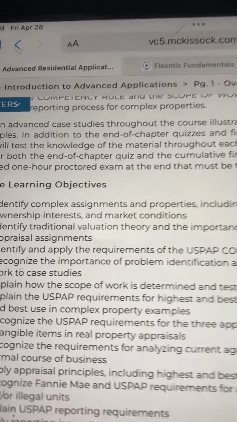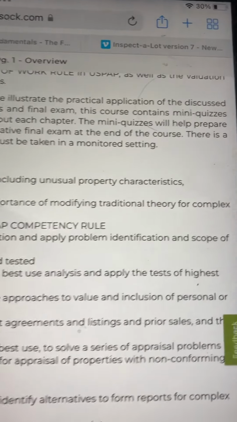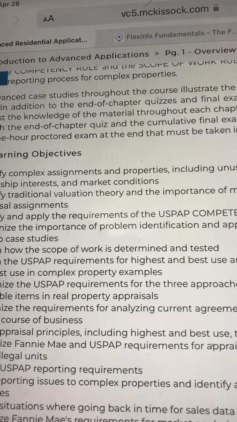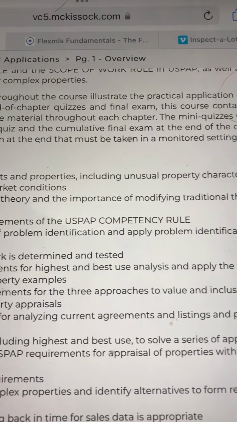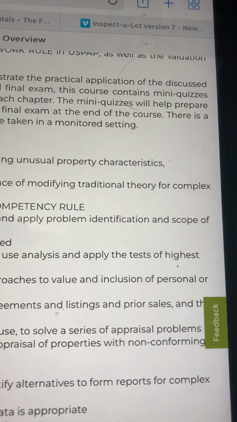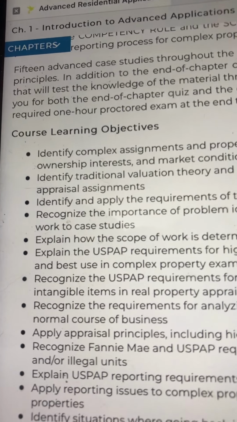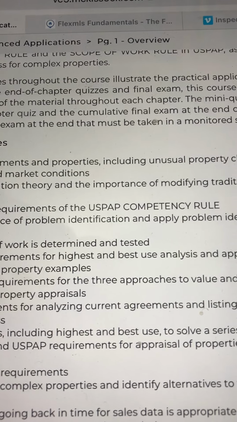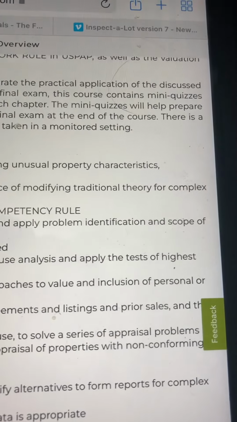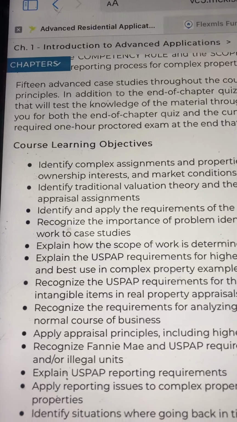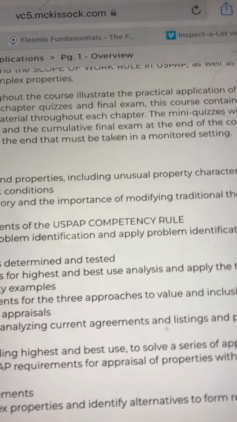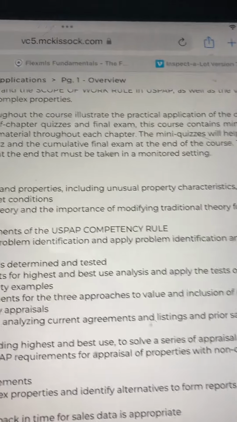In addition to the end of chapter quizzes and final exam, this course contains mini quizzes that will test the knowledge of the material throughout each chapter. The mini quizzes will help prepare you for both the end of chapter quiz and the cumulative final exam at the end of the course. There is a required 1-hour proctored exam at the end that must be taken in a monitored setting.